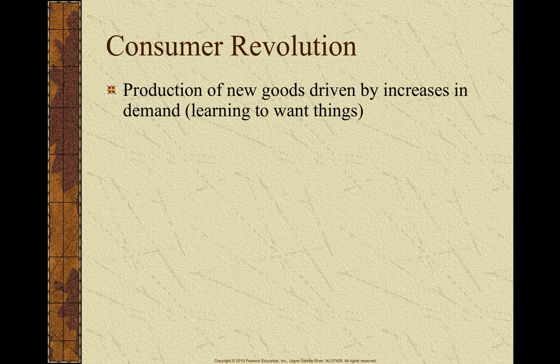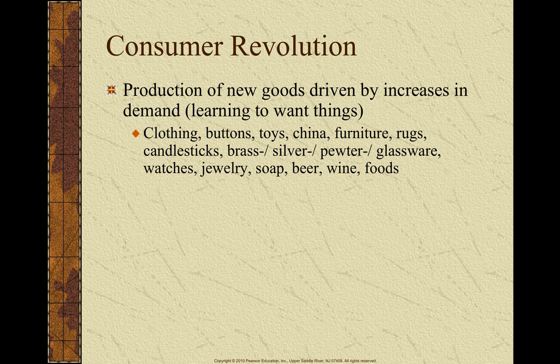The production of new goods is going to be driven by demand, and the demand is coming from people. People are going to want goods and services. Examples: I want those new jeans that have holes in them. I don't understand that personally, but whatever, I'm not going to judge. Toys, furniture, rugs, jewelry, watches. People are going to want exotic foods. I want a burger from Red Robin tonight, or I want to go to a famous restaurant and get some food. I want a burrito from this place. People are going to want things.